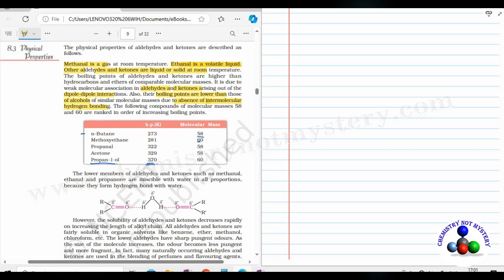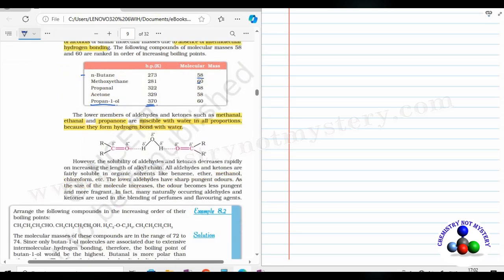The lower members of aldehyde and ketone such as methanal, ethanal and propanone are miscible with water in all proportions because they can form hydrogen bond with water. Here this is ketone. These two are the molecules of ketone. They can make hydrogen bond with the water molecule. So here you can see how these ketone molecules can form hydrogen bond with water molecule. However, solubility of aldehyde and ketone decreases rapidly on increasing the length of alkyl chain.